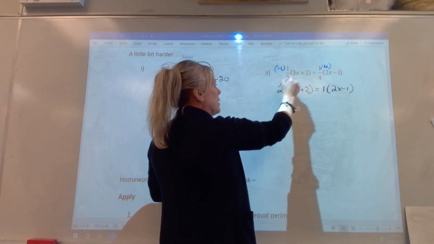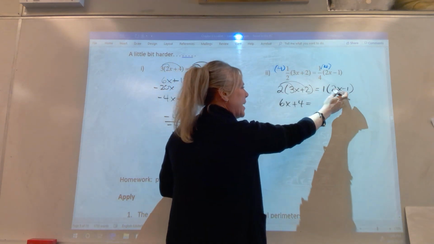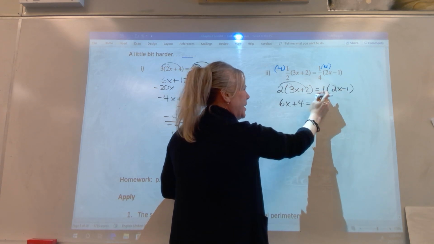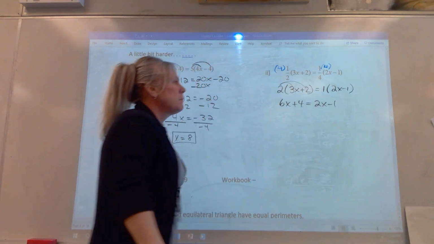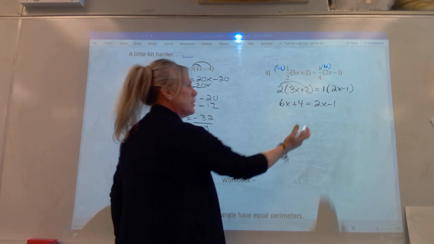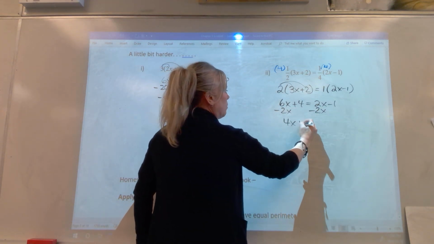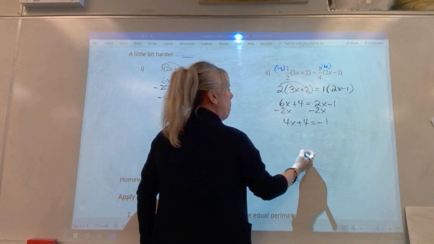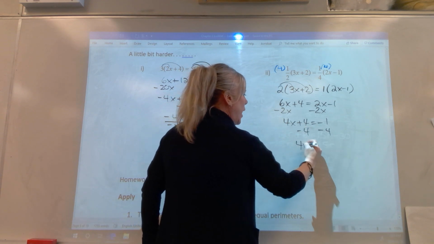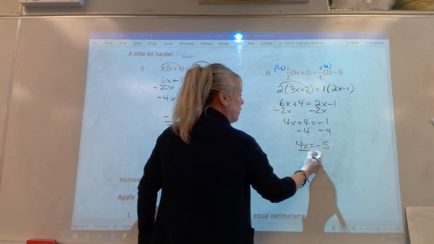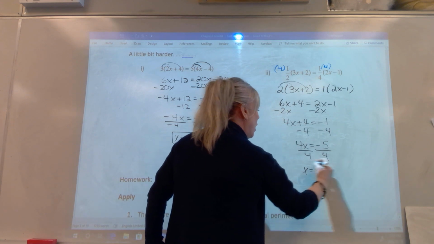So let's first of all expand this out. All right, so we get 6x plus 4 is equal to 1 times anything is itself. So really, I'm just going to rewrite this just with this, right? Because 1 times that is simply that. Okay, now we need to collect our x's on the left. Minus 2x minus 2x. We're left with 4x plus 4 is equal to negative 1. Going to subtract 4 from here, subtract 4 from here. We're left with 4x is equal to negative 5. Final step, divide by 4. We get x is equal to negative 5 over 4.